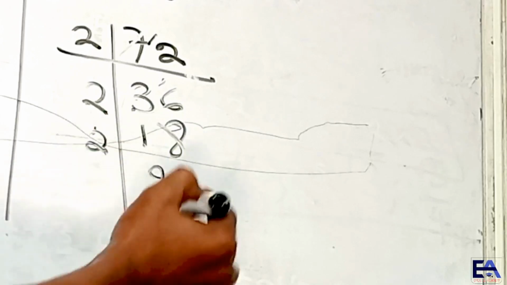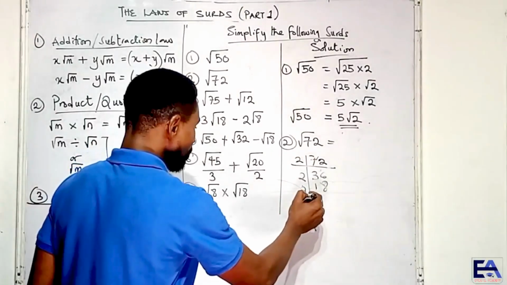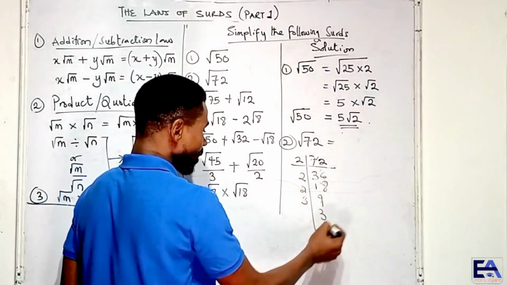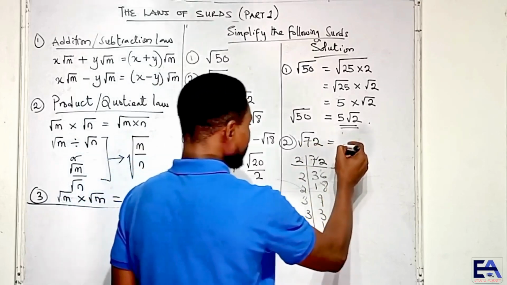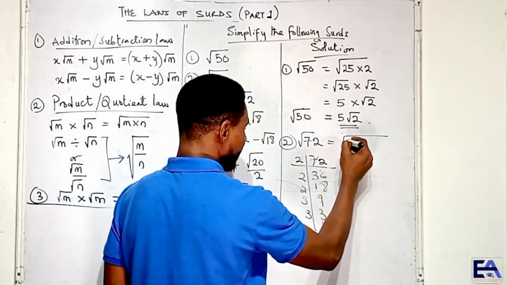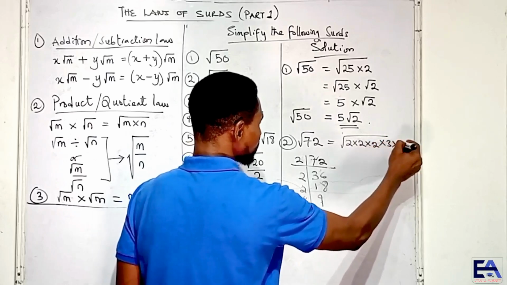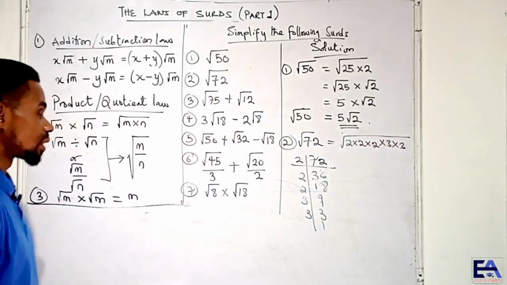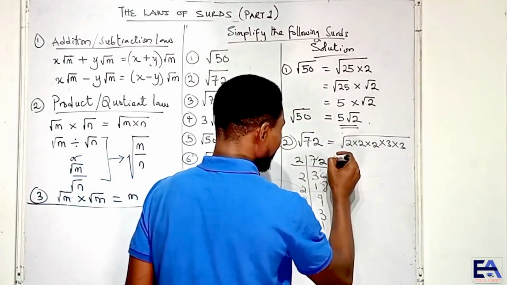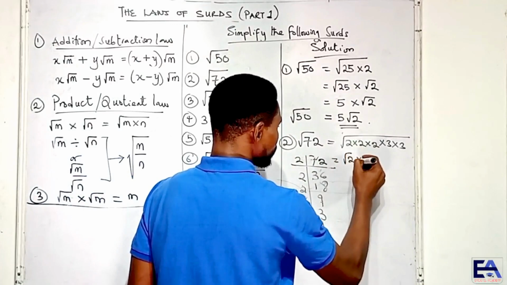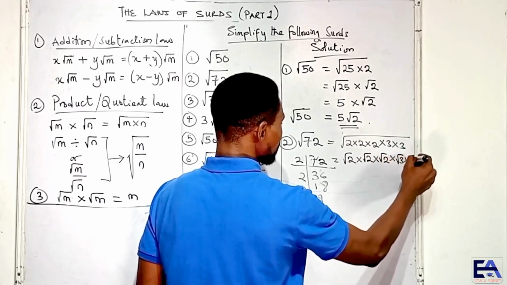Then at this point, 2 can no longer divide, but we now move to the next prime number, which is 3. Now, 3 divides 9 to give us 3, then 3 in 3 is 1. So as you have it here now, it means that root 72 is as good as breaking it down to something like root 2 times 2 times 2 times 3 times 3. You get that? And then that is where it's more like you're saying root 2 times root 2 times root 2 times root 3 times root 3.